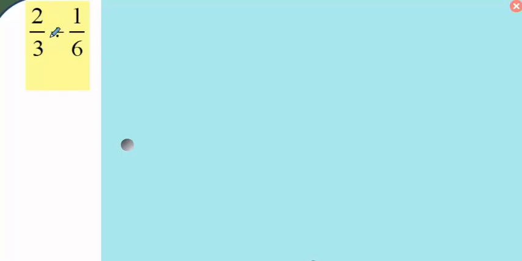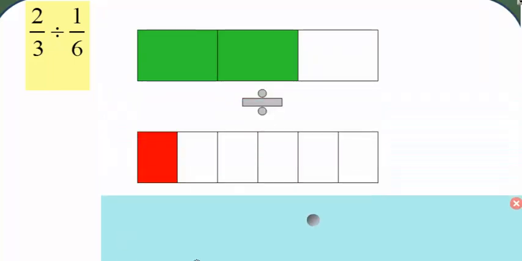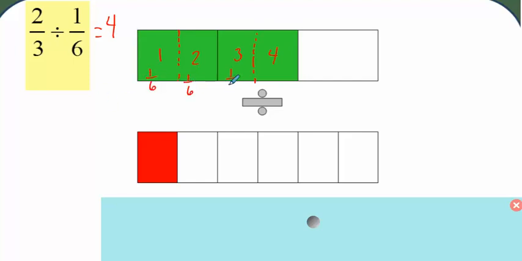The same is true if I have a fraction. If I have 2/3 divided by a sixth, that just means I have 2/3, and I want to break it into sixths. This is a sixth. My question is, how many of these red pieces fit? There would be 1 here, 2 here, 3 here, and 4. So I would have 4 groups of a sixth, because this is a sixth, a sixth, a sixth, and a sixth.